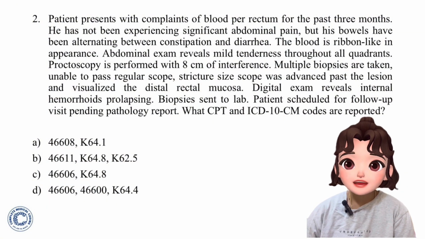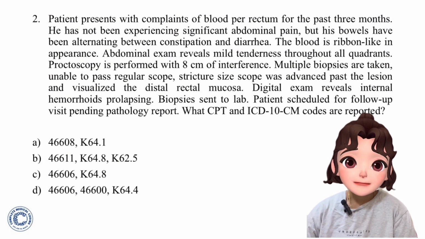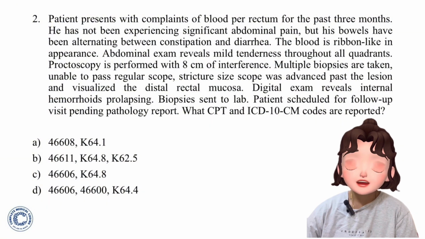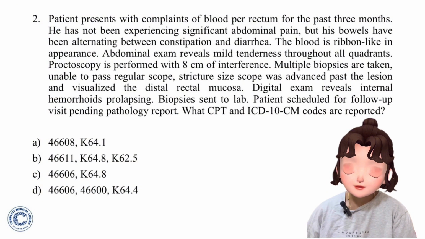Proctoscopy is performed with 8 cm of insertion. Multiple biopsies are taken, unable to pass the regular scope. A stricture-size scope was advanced past the lesion and visualized the distal rectal mucosa. Digital exam reveals internal hemorrhoids prolapsing. Biopsy sent to lab. Patient scheduled for follow-up visit pending pathology report. What CPT and ICD codes are reported here?